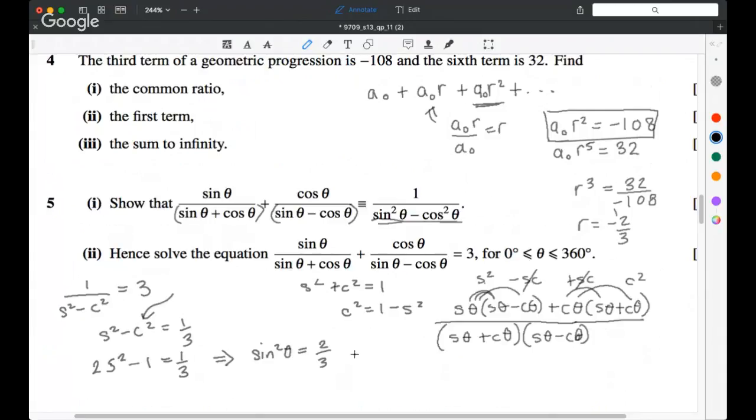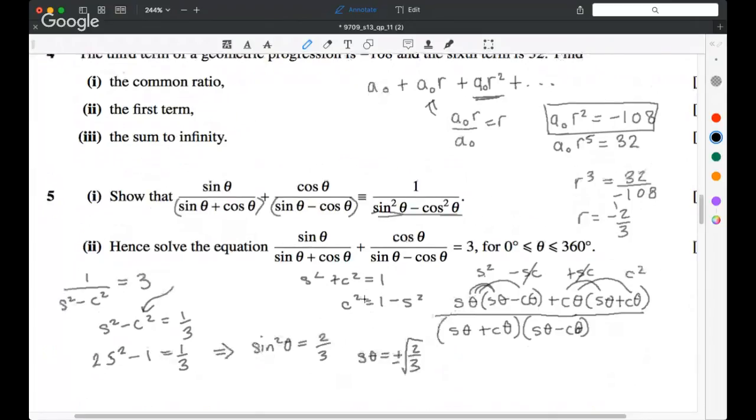Not done yet. Now we have to take the square root. So we must remember that the square root can be positive or negative. So the sine of theta is plus or minus the square root of 2/3. And now, there's more space. Oh, great.